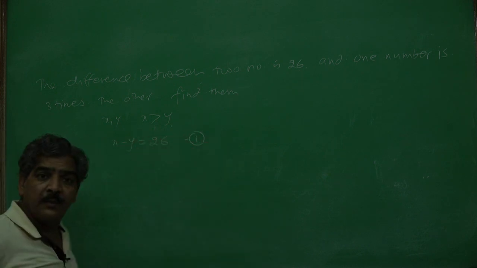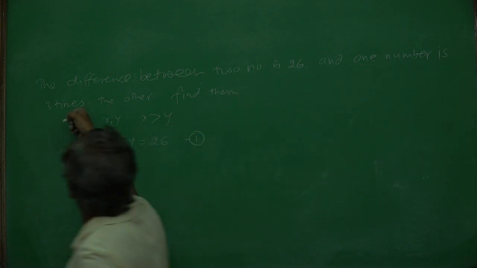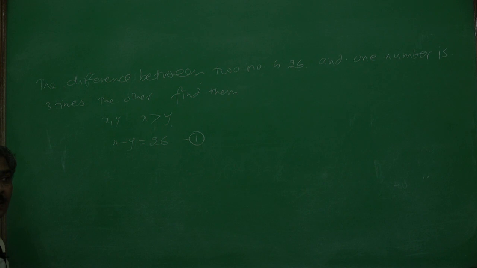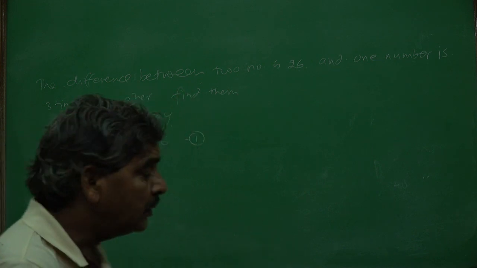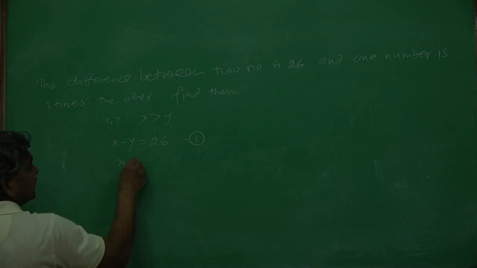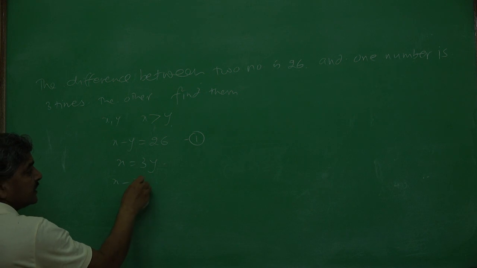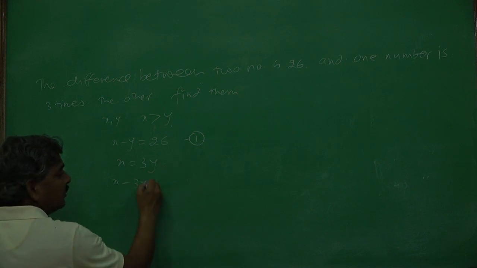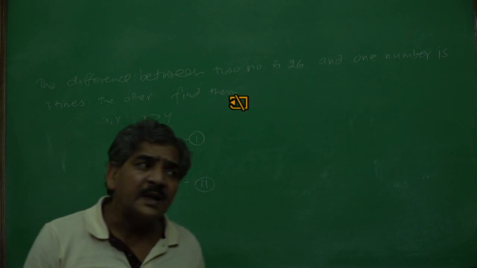This is equation number 1. And one number is 3 times the other. Obviously, the bigger number will be 3 times the smaller number. Okay, इसका मतलब क्या हुआ? x is equal to 3 times y. Okay, so that is x minus 3y is equal to 0. So this is equation number 2. Now solve the equations simultaneously.